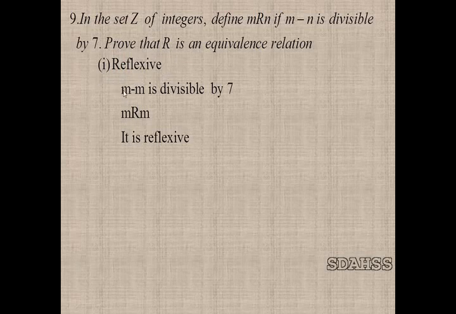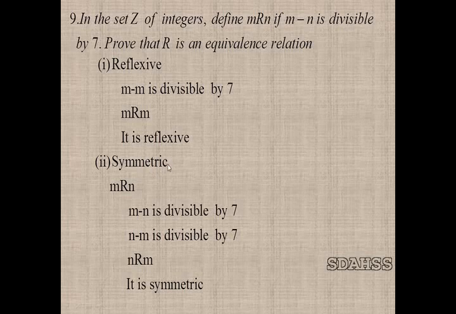What do you mean by reflexive? Reflexive means A is related to A. Here, instead of A, let us take m. M minus m is divisible by 7. It implies that m is related to m. M is related to m means m minus m is divisible by 7 according to the definition. So it is reflexive.